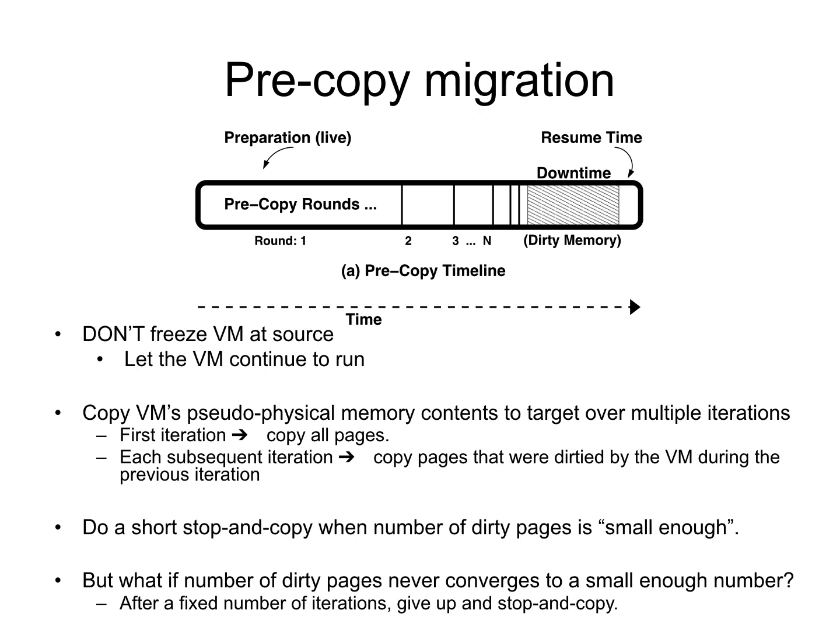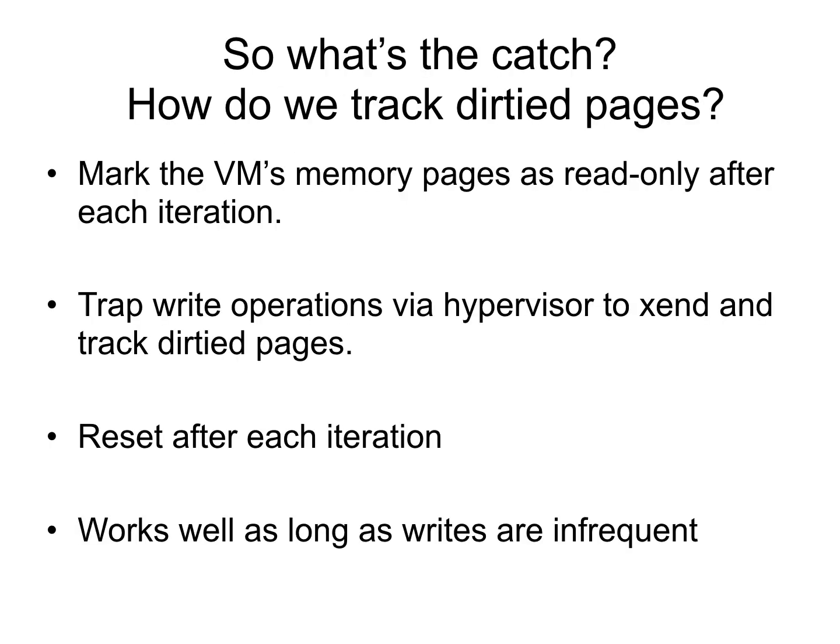There's also another question that we did not answer in this discussion of pre-copy. The question is, how do we track the dirtied pages? Remember that in every subsequent round we transfer the pages which were dirtied in the previous round. But how do we know which pages were dirtied in the previous round?